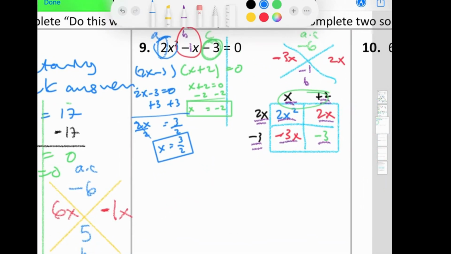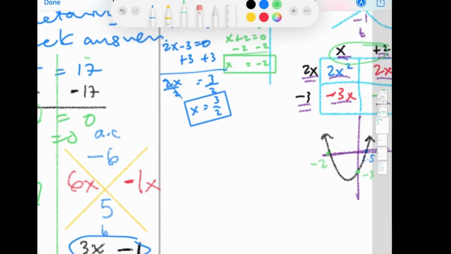And don't forget what we're doing here is x equals 3/2 or 1.5. Green is -2. And basically we're getting a parabola here. And remember that c value being -3. That's your y-intercept. Okay, so you didn't need to do that, but I want to make sure conceptually you know what you're doing.